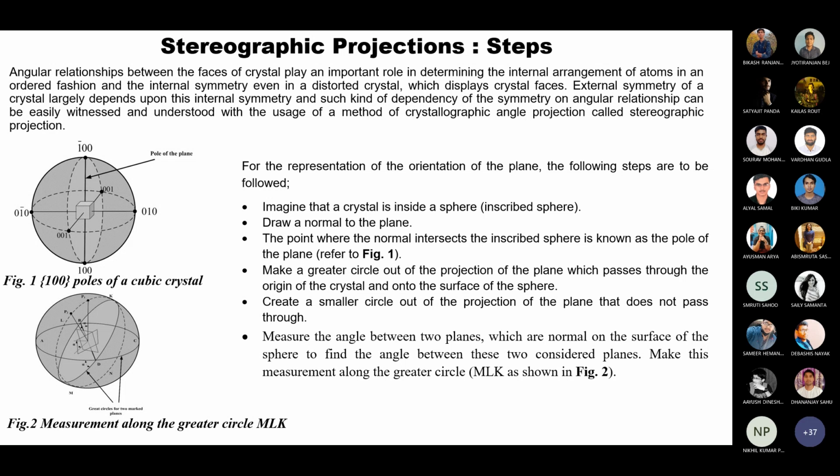This slide summarizes whatever discussion I have done regarding the idea and properties of stereographic projection, from the perspective of its construction. Then you are going to create a small circle out of the projection of the plane, which does not pass through the origin. Now measure the angle between two planes which are normal on the surface of the sphere, to find the angle between these two planes of your interest, and make this measurement along the great circle, as shown by MLK in figure 2.